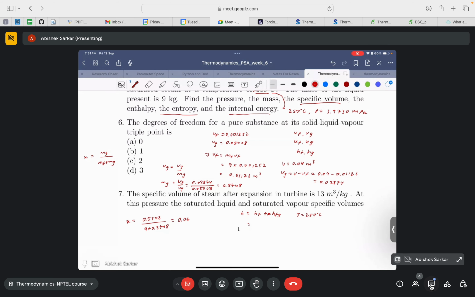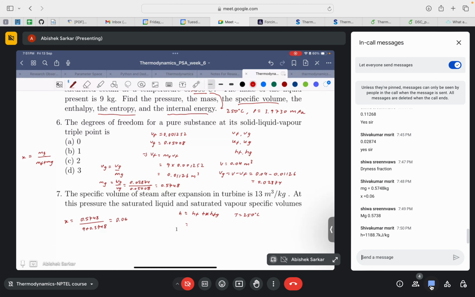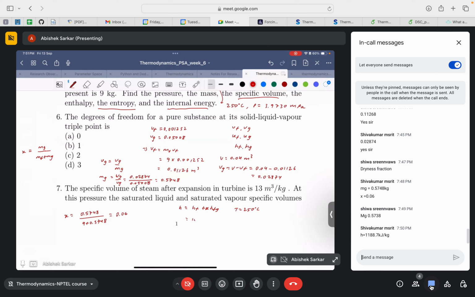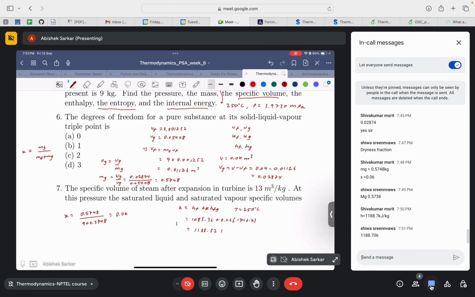Okay, so let me check the value. It is 118.7 exactly. Thank you. So hf in my table is 1085.36 plus 0.06 times 1716.2. It gives hs, the net specific enthalpy, as 1188.32 kilojoule per kg. This is just a matter of decimal points, but thank you so much. It was exactly correct.